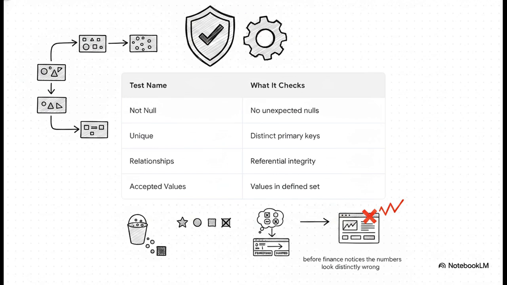You can even force status columns to only contain expected words like pending or shipped. If the data is wrong, these tests flag it immediately during your daily workflow, long before finance calls you up to say the dashboard numbers look distinctly wrong.